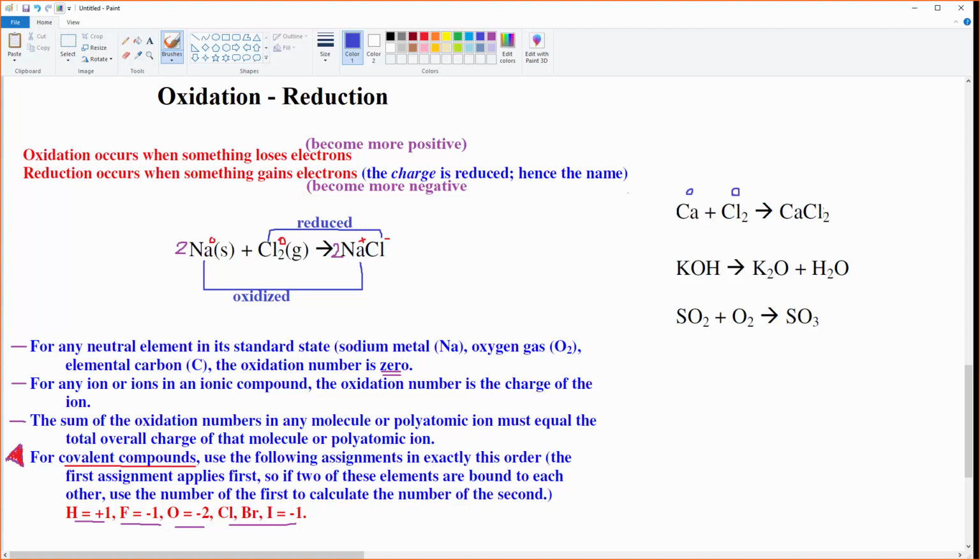Calcium chloride. What do you see? 2+ on the calcium because it's an ionic compound and calcium's in group 2. Good. And -1 on the chlorine because it's in group 7. Excellent. Okay, so what changed? Which elements have different oxidation numbers? The Ca went from 0 to +2, so it became more positive, so it was oxidized. Good. And the Cl went from 0 to -1, it became more negative, so it was reduced.